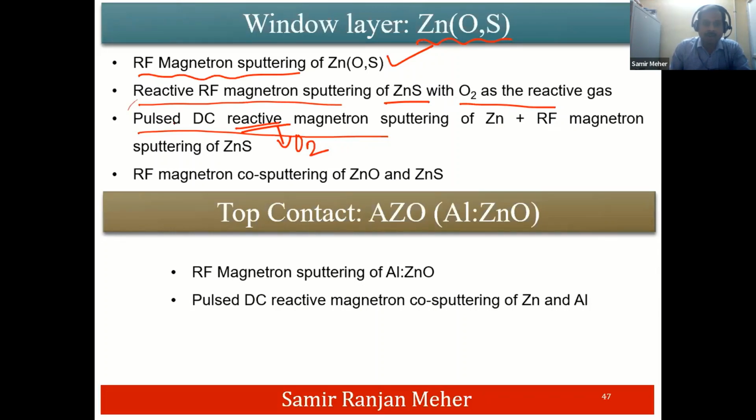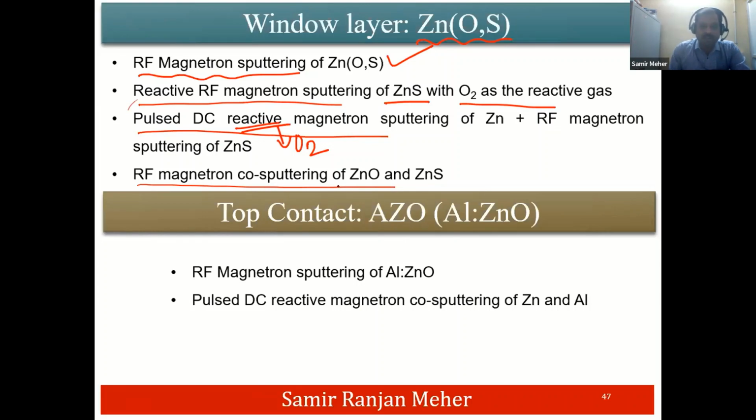So you have to regularly take it out using the pulsing mechanism, and the sulfur source will come from the zinc sulfide. And finally, another way is to go for 2 RF power supplies and 2 magnetron targets, that is zinc oxide and zinc sulfide.